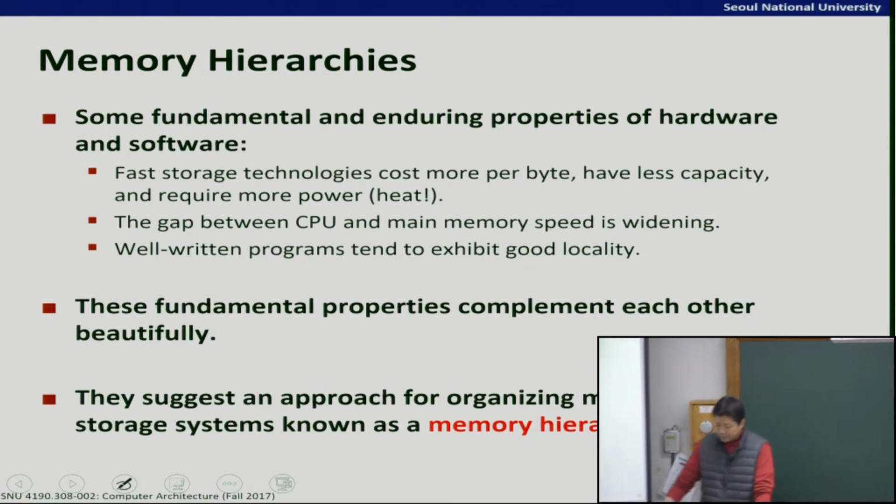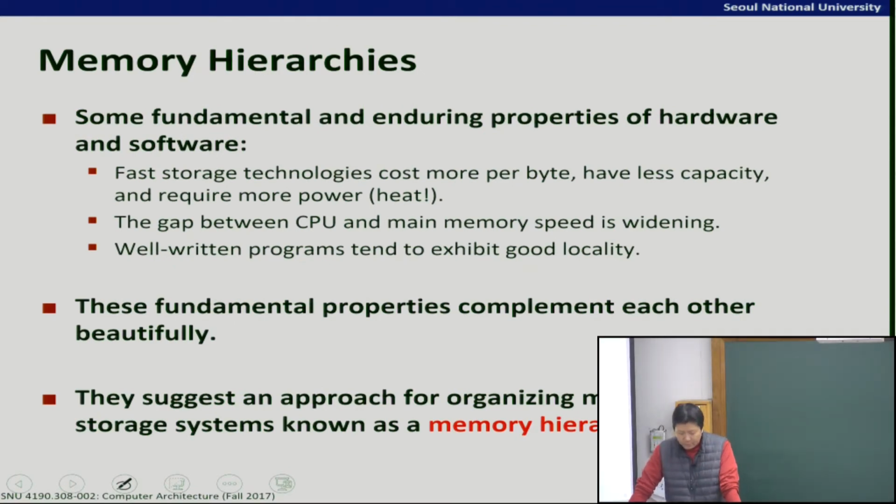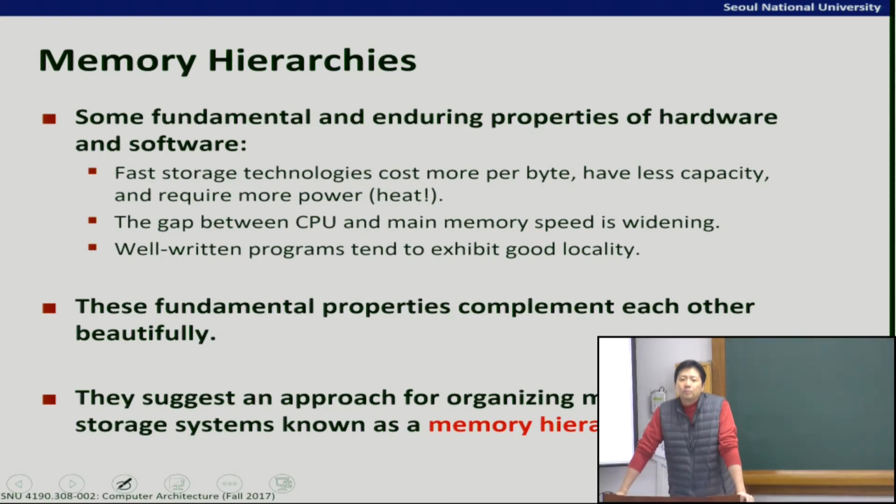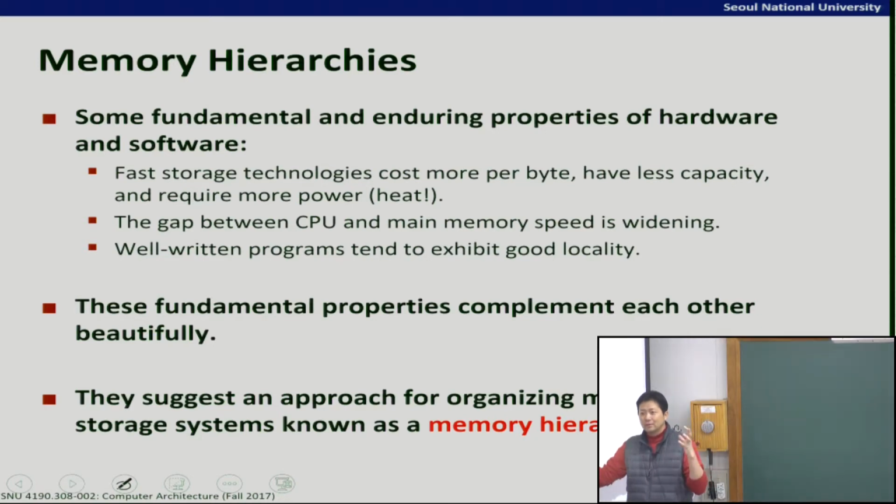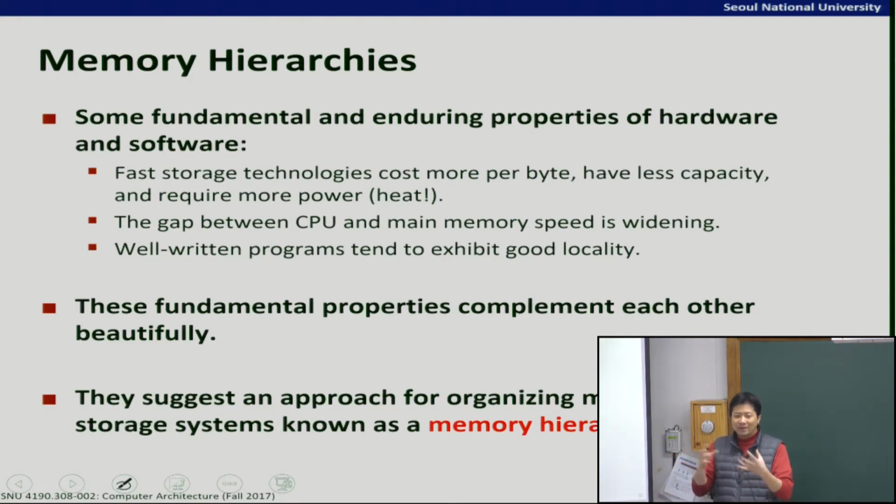So here again, this is the concept of memory hierarchy, because most programs have some locality in their access pattern. By exploiting this locality, we can place more frequently used data into the cache, and the other data is placed in slower memory like DRAM. That's the basic idea. There are some fundamental and enduring properties of hardware and software.